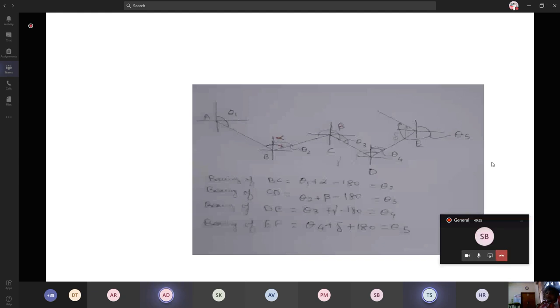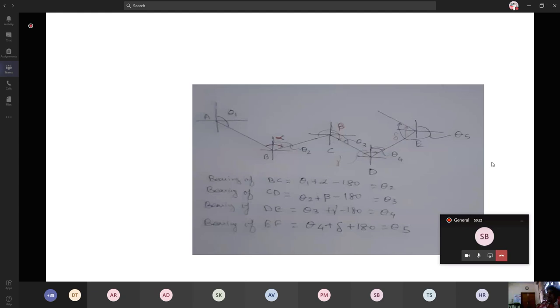So to get the bearing of the next line, mind it, we are adding the forebearing of a line. We are not adding the back bearing of a line. Theta 1 is the forebearing of line AB. Back bearing of a line is 180 plus theta 1 or 180 minus theta 1, whatever it is. So 180 plus theta 1 will be the bearing of BA. I am not talking about that.